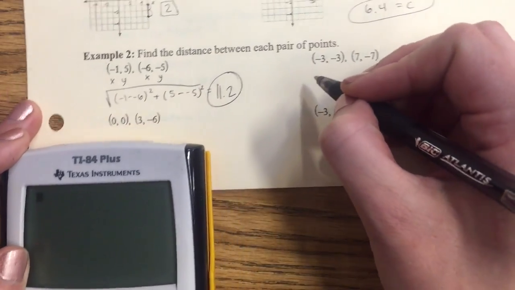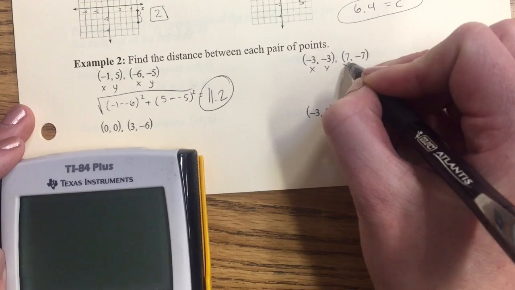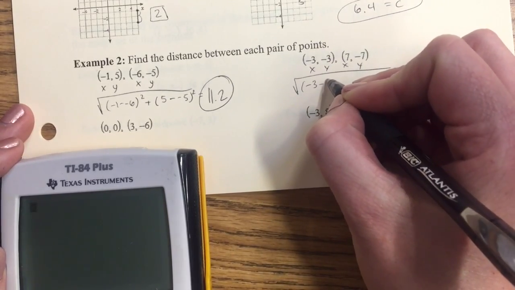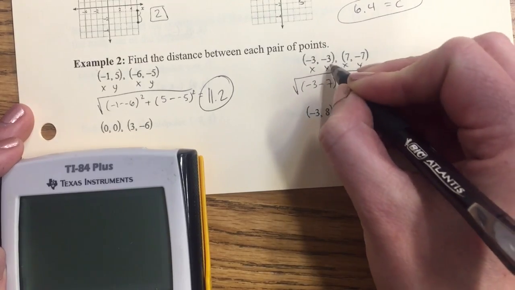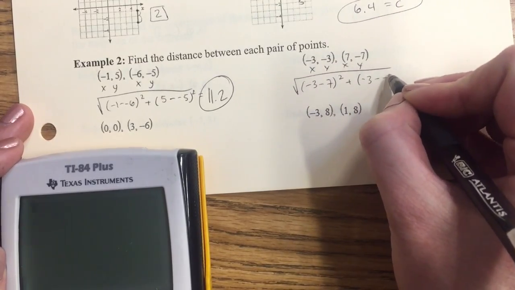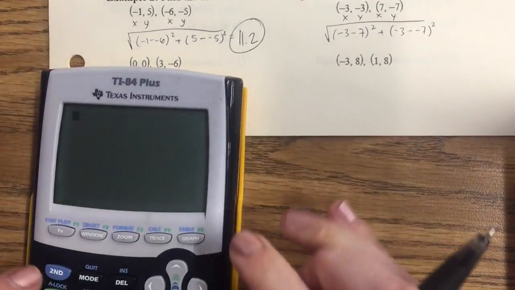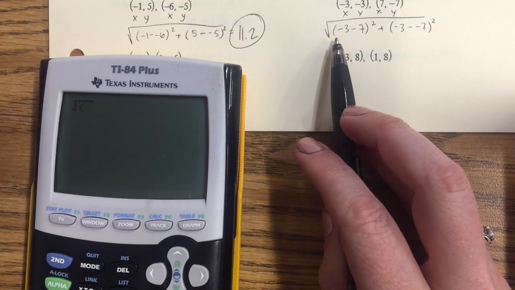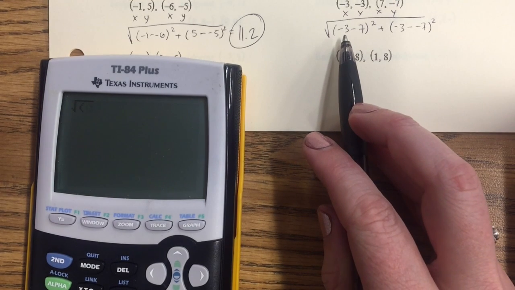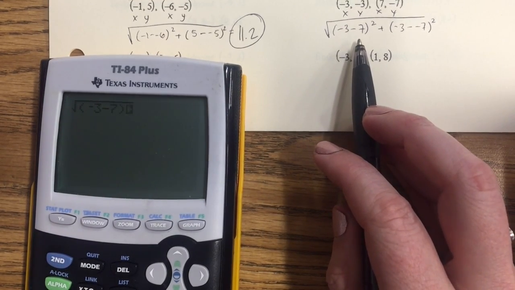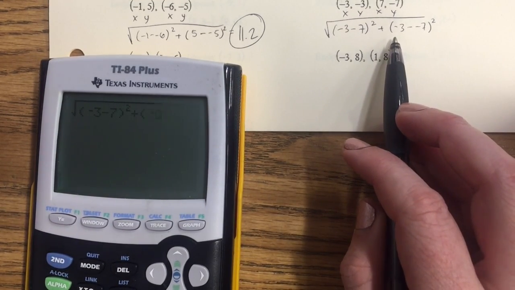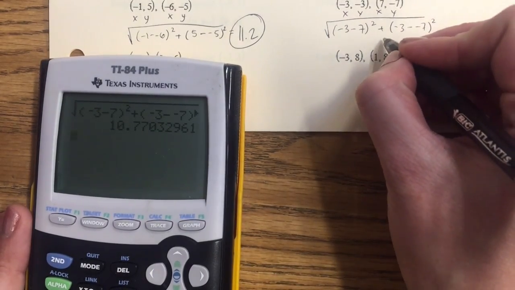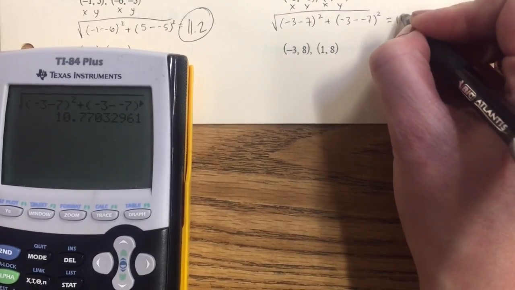On the question to the right, I do x, y, x, y. X minus x squared plus y minus y squared. I need to make sure I type my own parenthesis. Even if your calculator shows one, type your own. -3 minus 7 squared plus -3 minus -7 squared. 10.8.